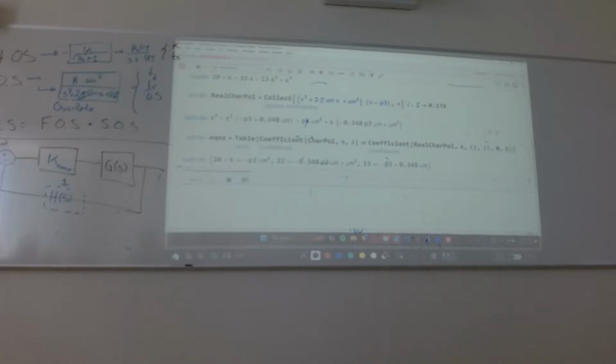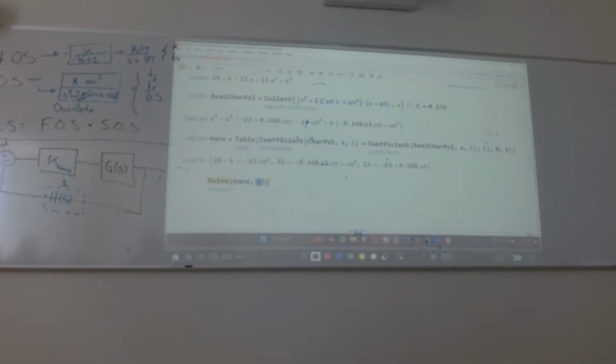Entonces, este es un sistema de ecuaciones que fácilmente lo puede resolver la computadora, yo no. Esas son las tres cosas que tengo que checar, mis tres incógnitas. Lo que le estoy diciendo ahí es: resuelve el sistema de ecuaciones hecho con las ecuaciones que ya definí y dime cuánto vale omega n y cuánto vale el tercer polo.